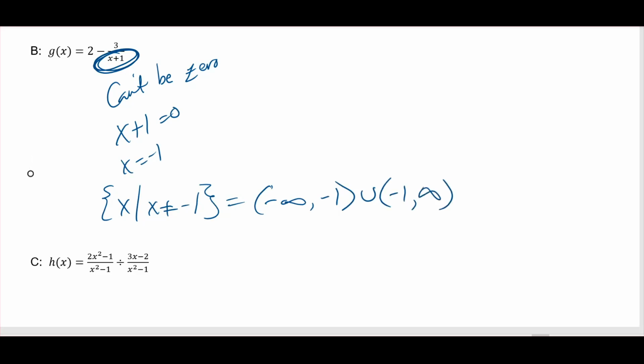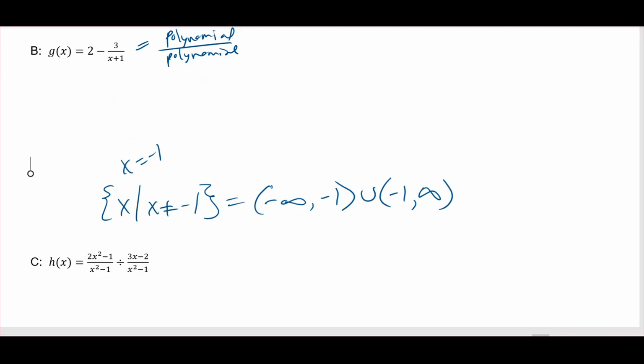Okay, but now we have to write it in the form p over q. So I want one polynomial over another polynomial. Right, that's what we want. Oh yeah, all we have to do is just add the fractions. So we know how to add fractions, right? We need a common denominator.